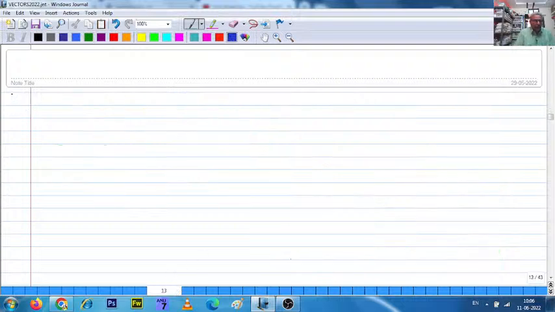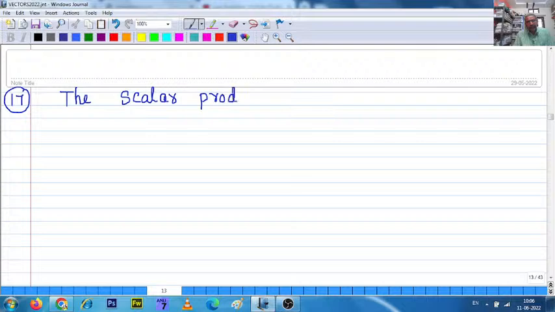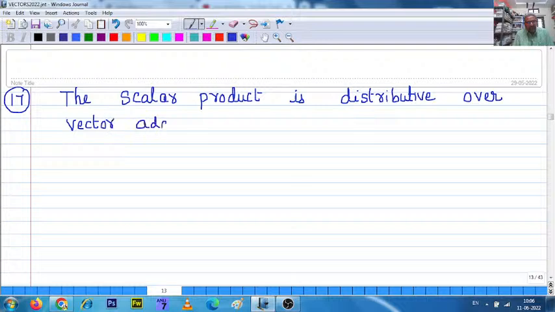In the next 17th property, the scalar product, or dot product, is distributive. It obeys the distributive property, the distributive axiom also we can say, distributive over vector addition. Because we have been dealing with vectors, we need to say vector addition.